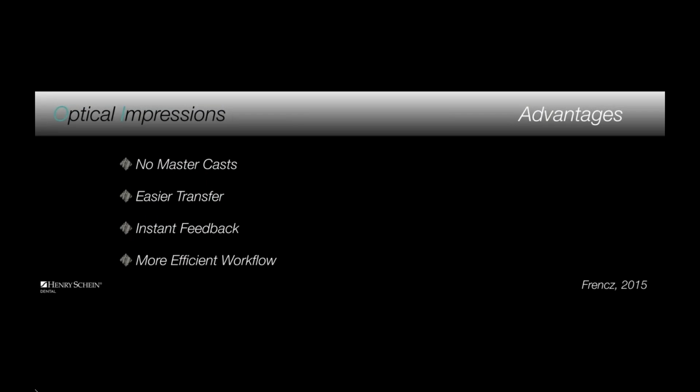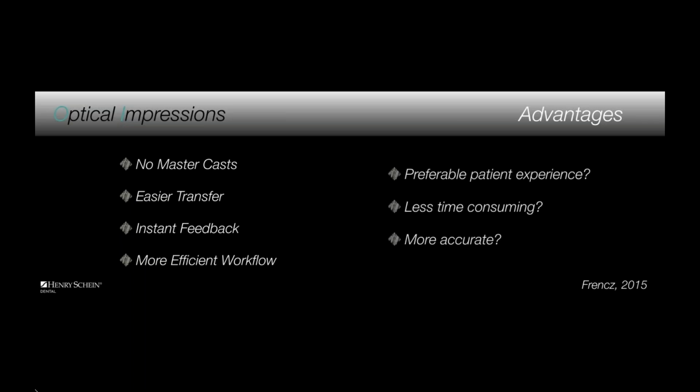Number one, we eliminate the need for a physical master cast. It's an easier transfer of information. It's instant feedback. I can prep a tooth, I can look at the margins, I can measure my clearance, I can see exactly where I am, and if I'm not appropriate, I can modify the prep while the patient waits. I don't have to send something to the lab and have the lab technician call me and say, hey, you don't have enough clearance. It's a more efficient workflow because of things like instant feedback, because we are transferring data over the internet and not shipping things that take a few days here and there to get to the appropriate place. It's also potentially a more preferable patient experience.